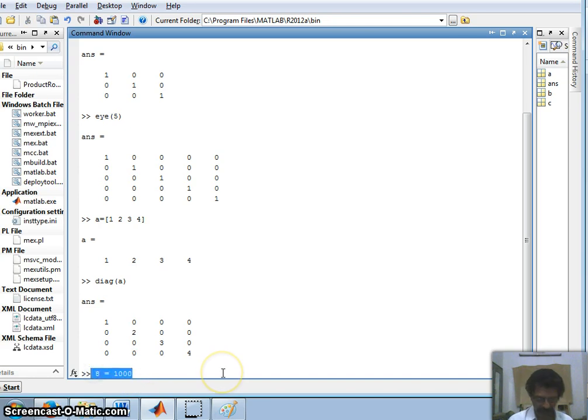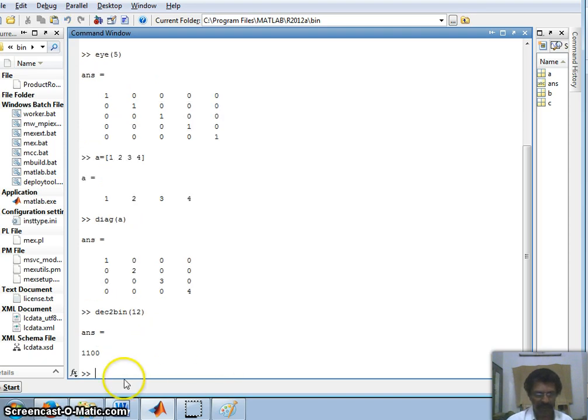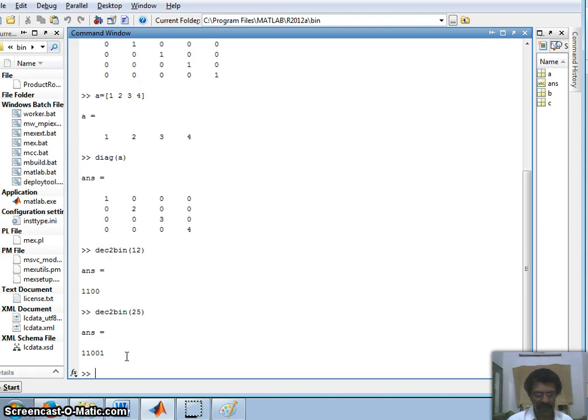So we can convert any decimal number to a binary number by a function called decimal to binary. What number do I want? Suppose I want the number equal to 12. For 12 it will convert to binary. The first one is 8, the second one is 4. 8 plus 4 is equal to 12. Now in the same way I can convert the decimal 25. Therefore this will be equal to 16 plus 9.